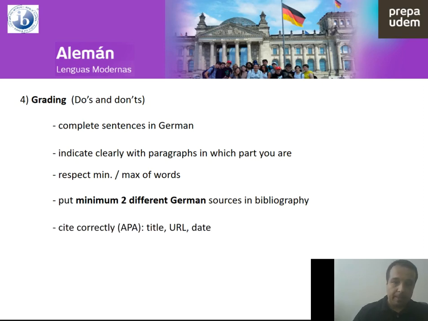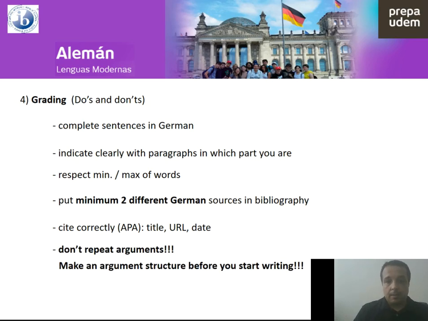And these German speaking sources, you have to correctly cite it. APA style, that means I need minimum the title or the headline of the source, the URL, and the date when you checked the source, if it's a website. Yes, these 3. If one of them is missing, you don't get the points for sources. Yes, this is mandatory.